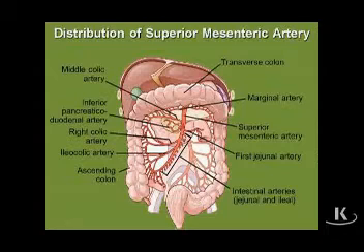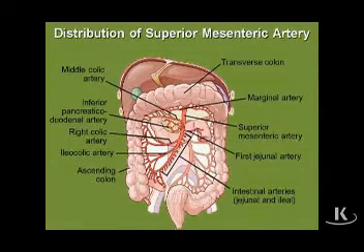Recall that the midgut is not just jejunum and ileum, but it's also the cecum, the appendix, the ascending, and much of the transverse colon, so we should expect to see branches coming from the superior mesenteric artery to supply those organs as well. And in fact, we see coming from the superior mesenteric artery the ileocolic artery, which is going to supply the distal ileum and the cecum and the beginning of the ascending colon. The right colic artery, which will supply the ascending colon up to about the region of the hepatic flexure. And then the middle colic artery, which will supply the transverse colon.